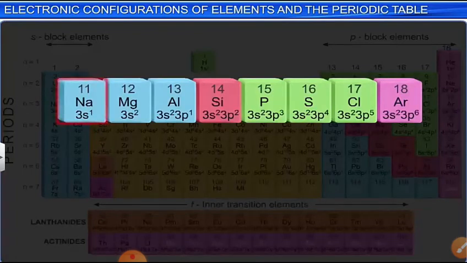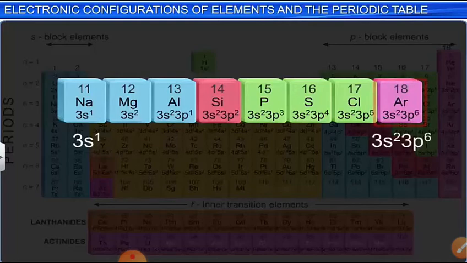That is from sodium, having a configuration 1s2 2s2 2p6 3s1, to argon, 1s2 2s2 2p6 3s2 3p6, that is of 18 electrons.